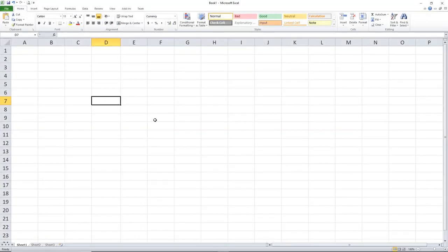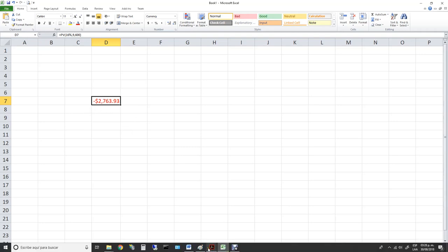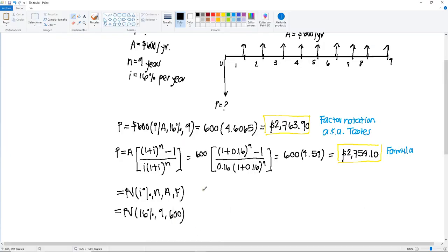So if we go to Excel, I'm going to type in equal PV. We need the rate, 16%. N is 9, and we said that A is 600. Okay, so you're going to get an answer of $2,763.93, which is also very close to what we got on our first solution. And in this case, we got the negative result because the arrow is supposed to go down. So the answer for this one would be $2,763.93. Okay, and this is using Excel.